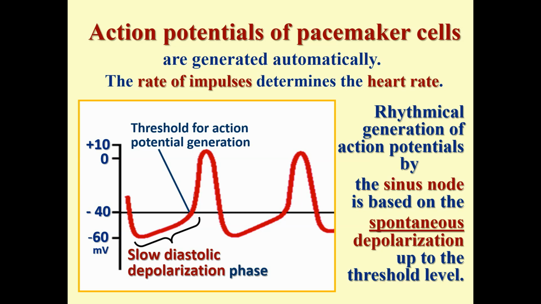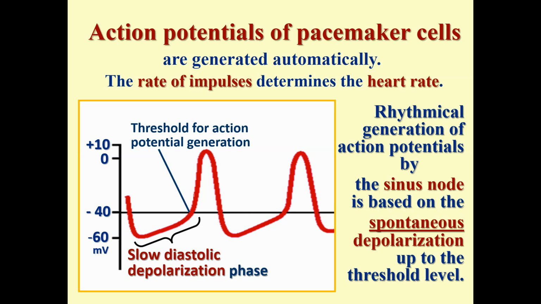You see, when threshold, minus 40 millivolt, is reached, it results in opening of many channels that produce depolarization, and action potential is generated. Actually, all the excitable cells do the same when they reach the threshold, but most cells are not able to reach the threshold without any stimulation. They need external action potentials that bring their potential to threshold. But these cells slowly, gradually reach the threshold themselves. So this is spontaneous, without external reasons, internal depolarization.